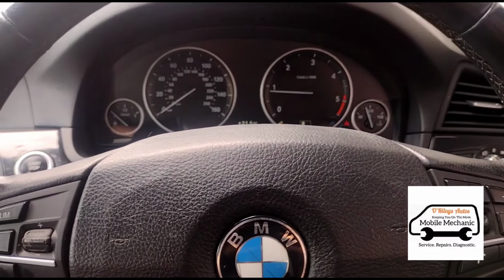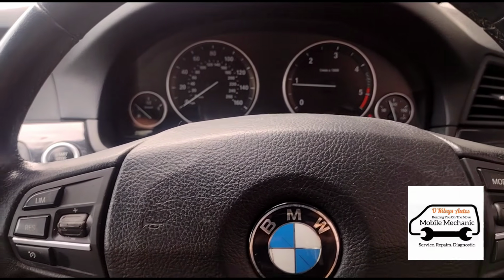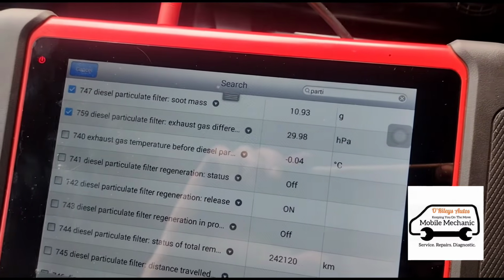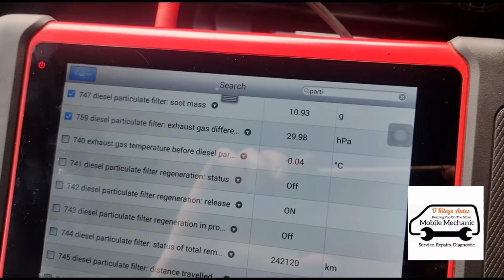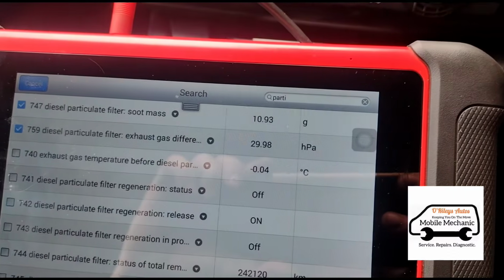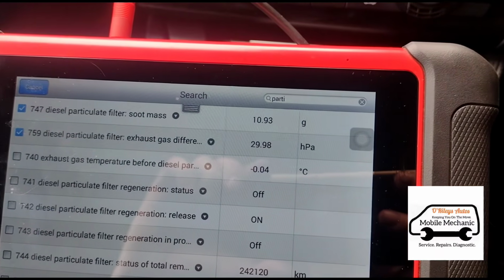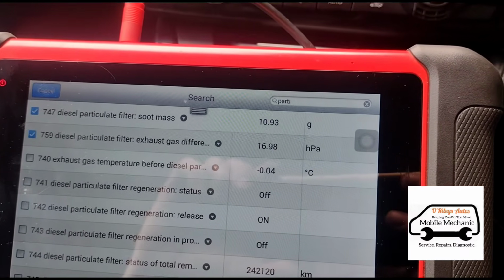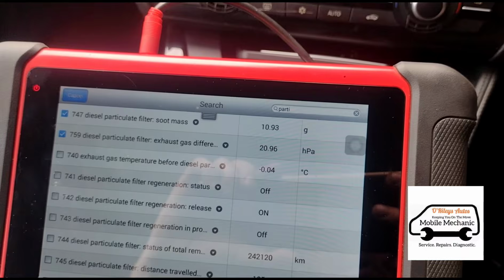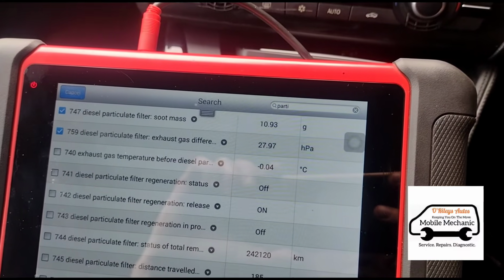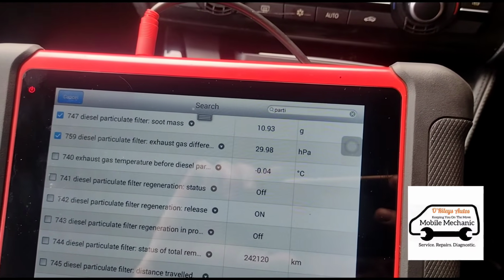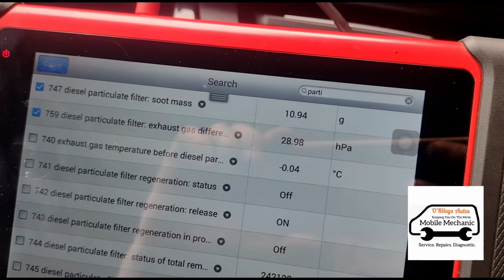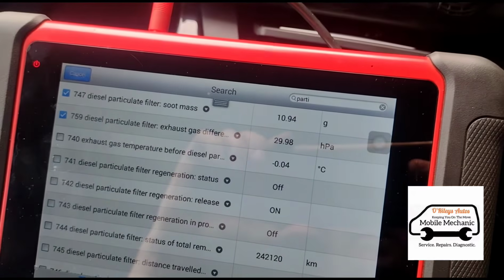What I've done here for a test is I've pulled off the DPF pressure pipe. Now if we have a look on the live data, it says there we've got 29 hPa on the reading, which is a fair bit different to what it just said. So let's accelerate the car up. You can see it's actually lowering because one side of the DPF hose is disconnected. This would give you similar readings if you had a split in one of the hoses or a blockage in one of the DPF hoses.